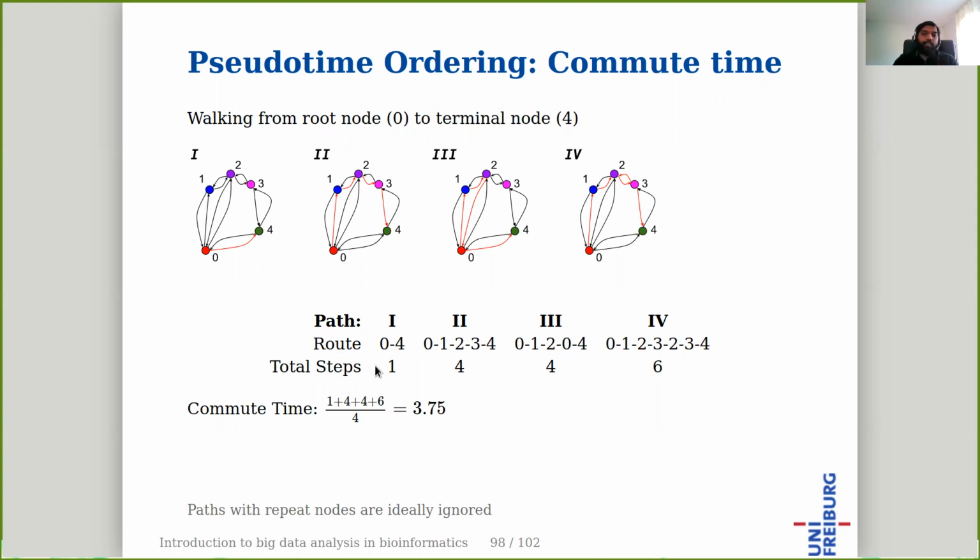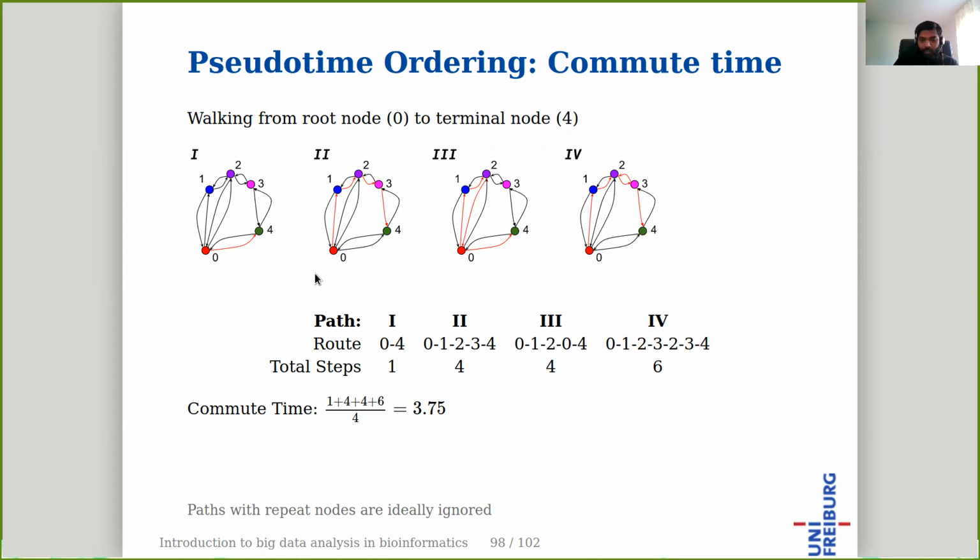You have how many steps between 0 and 4, all these steps, and then you compute the commute time based on the average number of steps. So sum them up, divided by the number of paths that you have, and this is what 3.75 is, the commute time. And then we compute the commute time for the remaining cells and then order them by this.